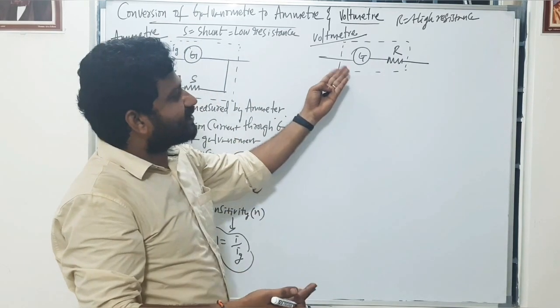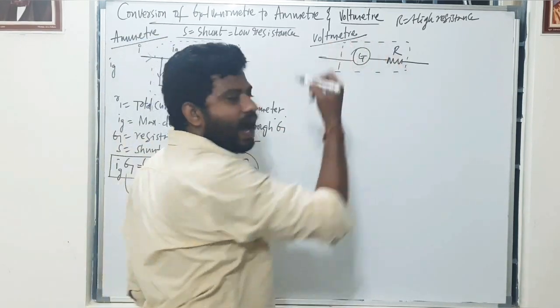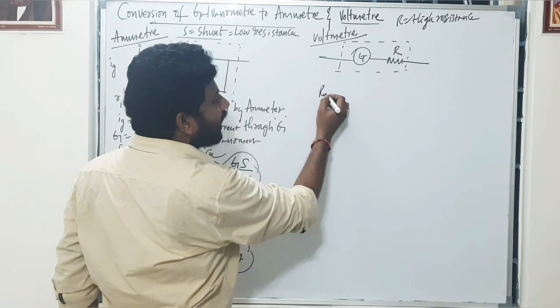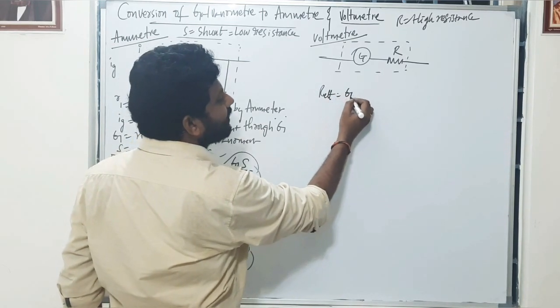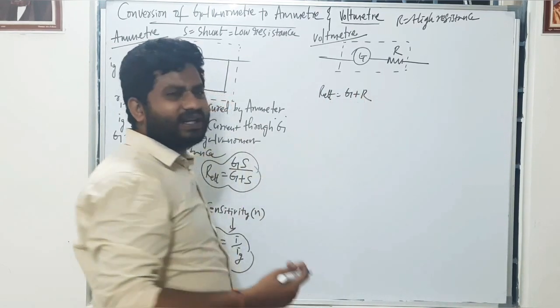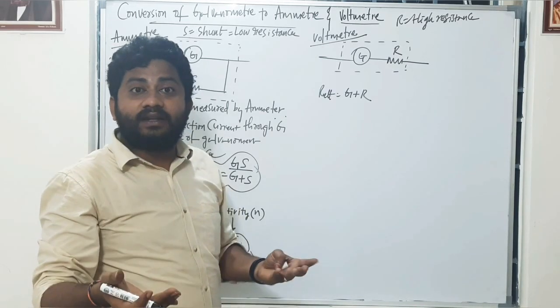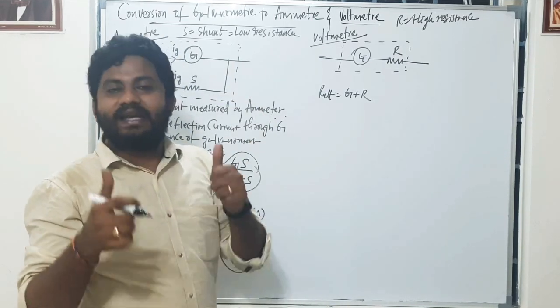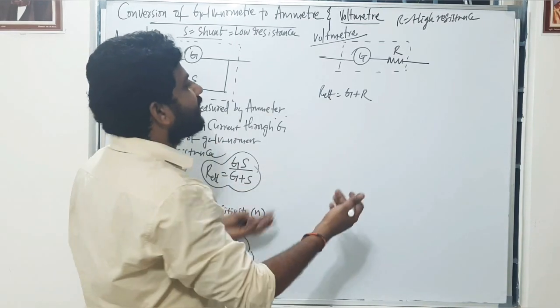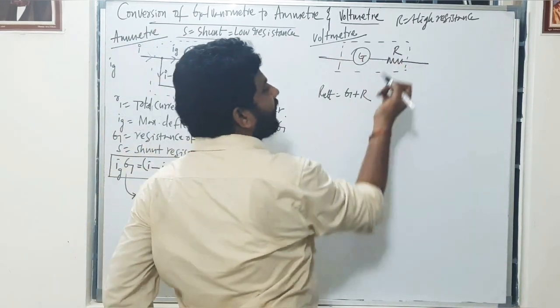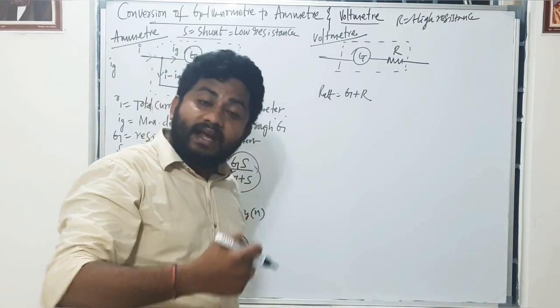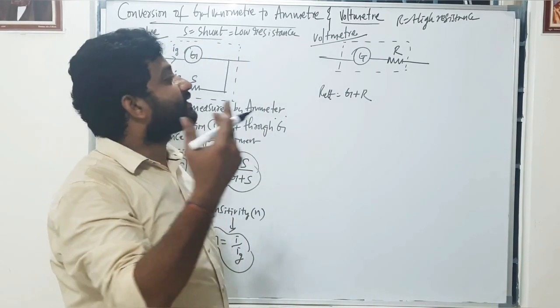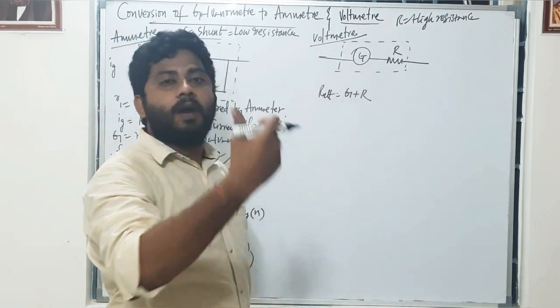What is the total resistance value here? G plus R. Understand? So R effective in this case is G plus R. The net resistance is increased, then the current passing through the circuit will decrease. You got the point? Clear? So then the potential difference across these two points can be found easily. Even higher values can be measured by this kind of setup.